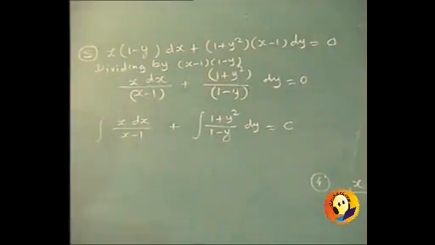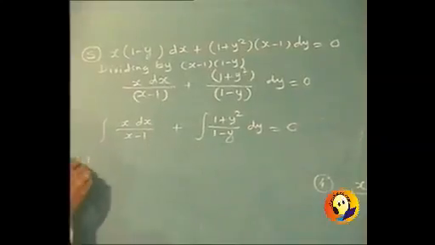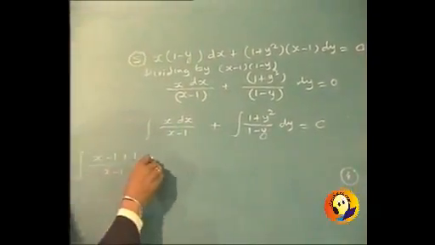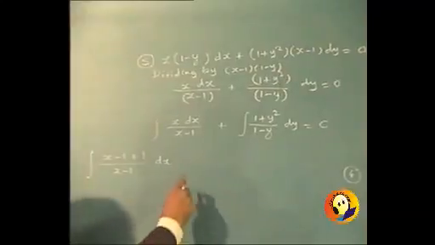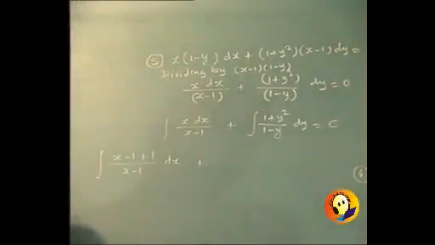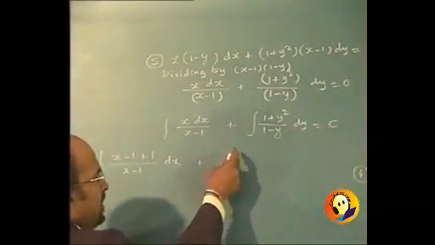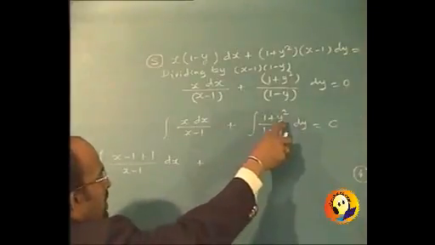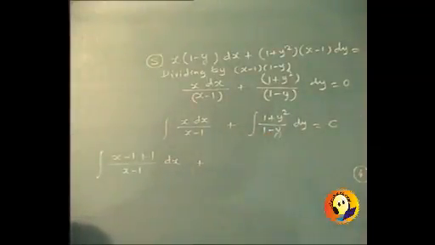In the first one we will have to go for adjustment. Write the numerator as x minus 1 plus 1 upon x minus 1 dx. And similarly in the second case some adjustment will be required, because the numerator is having higher power than the denominator. Now we will have to find out the procedure by which these can be separated.